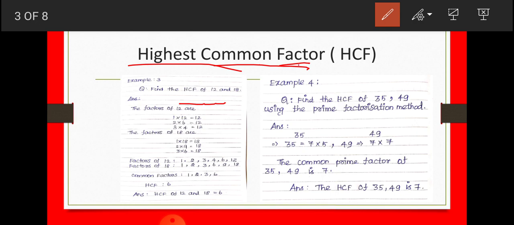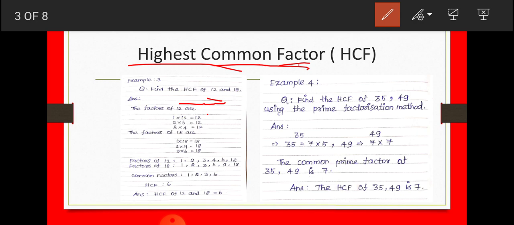So factors of 12. First take one number, 12. Then we have to find the factor. You know very well how to find. When you say the table, that answer is a factor. So how many times can we write? 1 12s are 12, 2 6s are 12, 3 4s are 12. This much only. Next, factors of 18. 18 means 1 18s are 18, 2 9s are 18, 3 6s are 18.